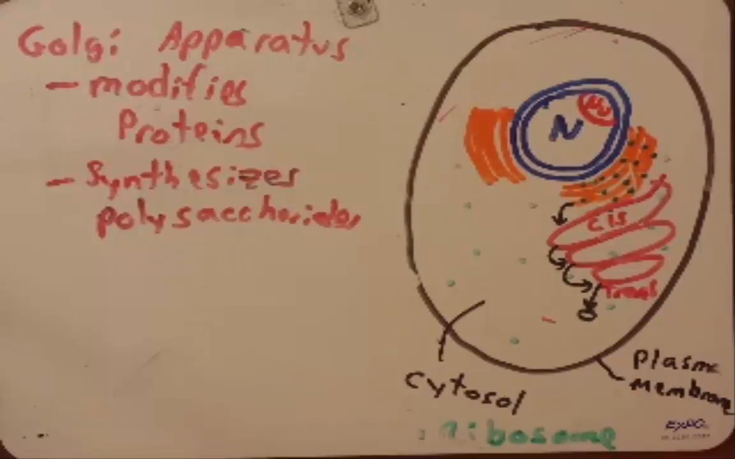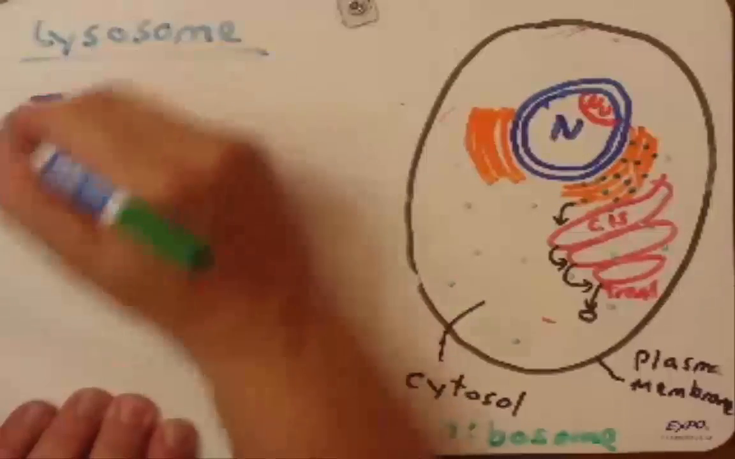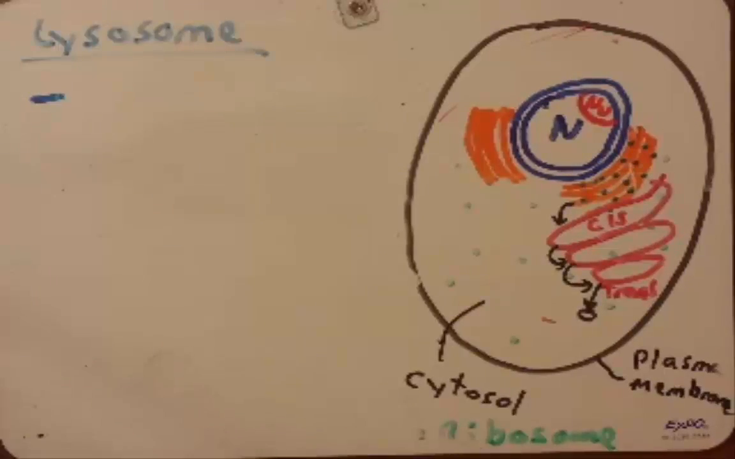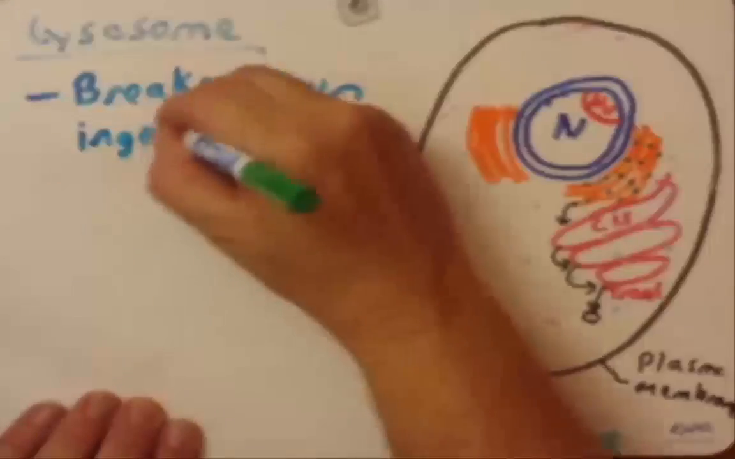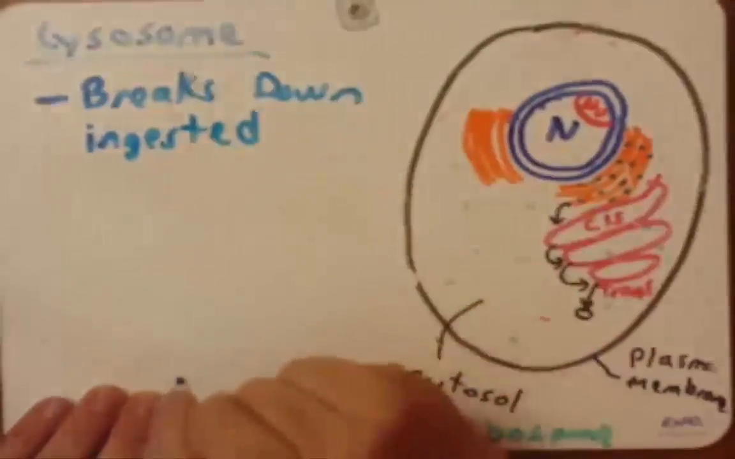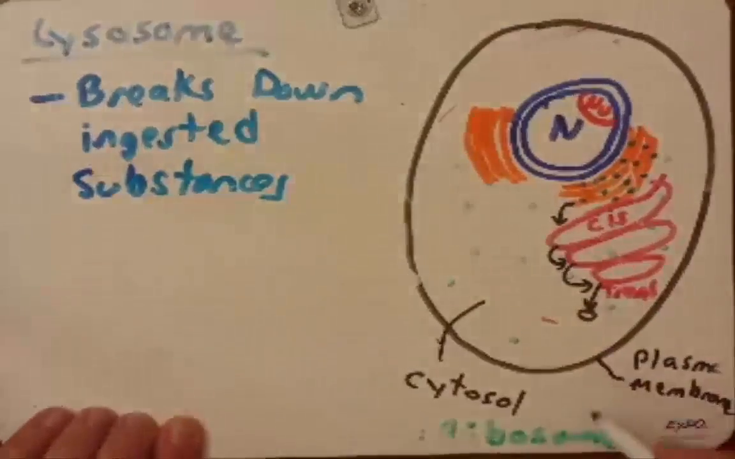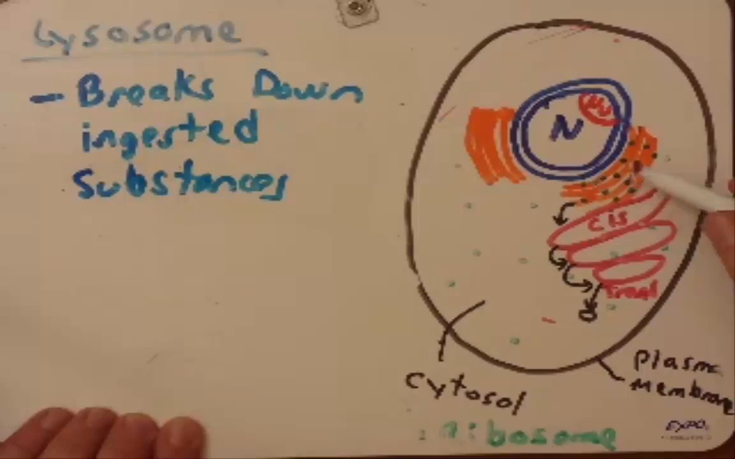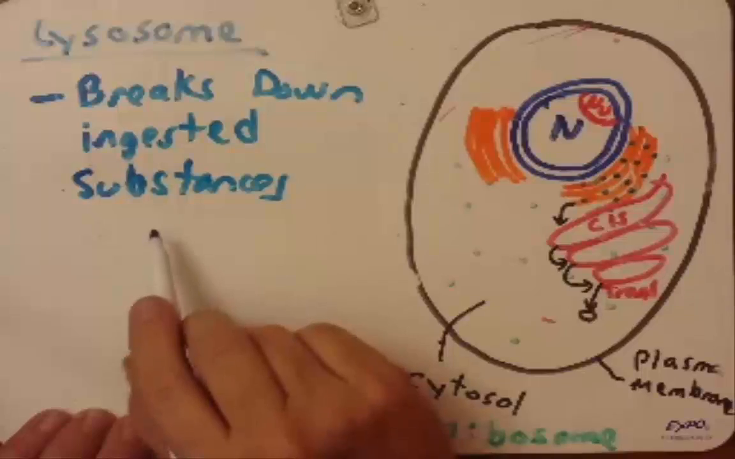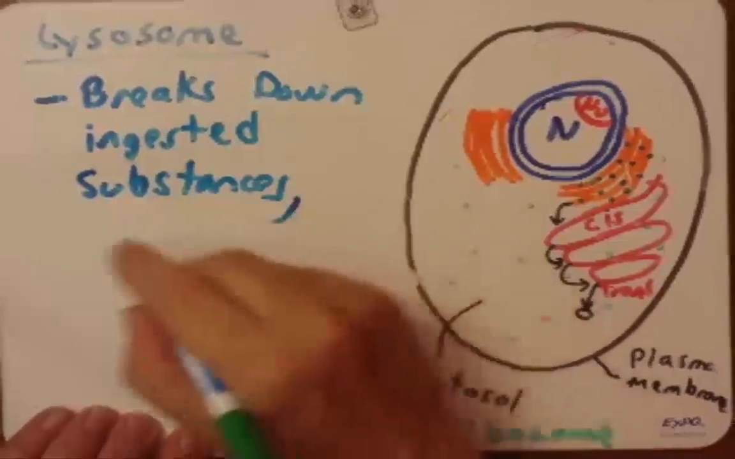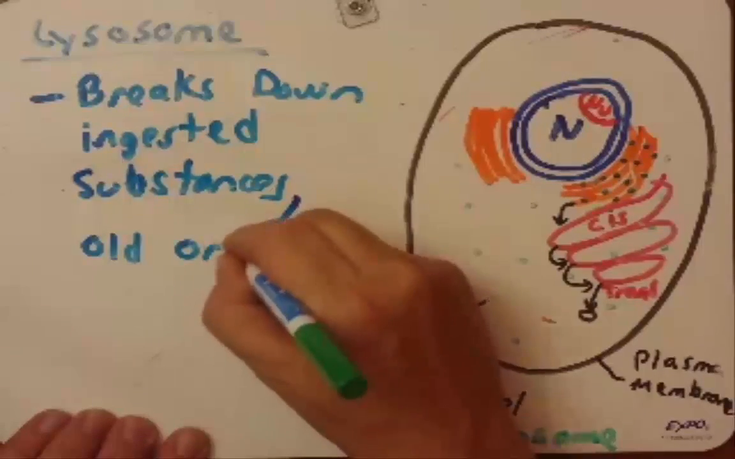Let's move on to the lysosome. Now, the lysosome has a pretty interesting function. It sort of serves as the garbage collector of the cell in some ways, because it breaks down ingested substances. So things that are on the outside of the cell that get brought up into the cell are taken into the lysosome where they are degraded. In addition to breaking down ingested substances, it could also break down old or damaged organelles.